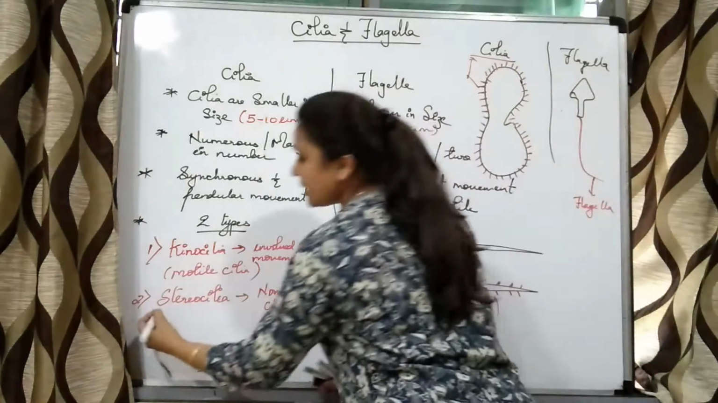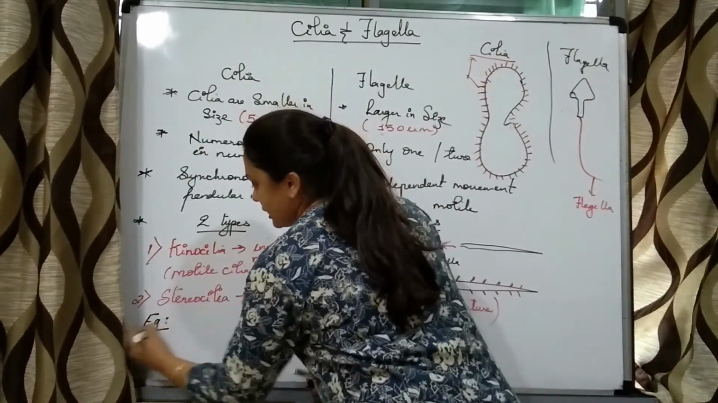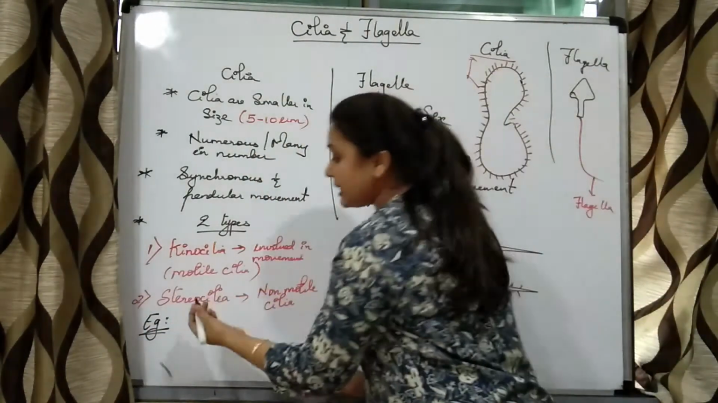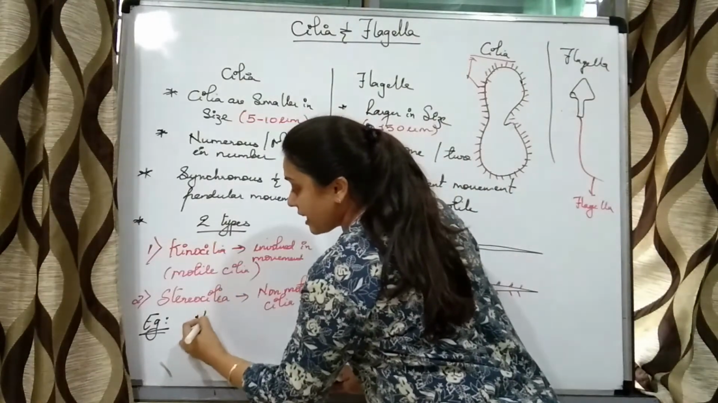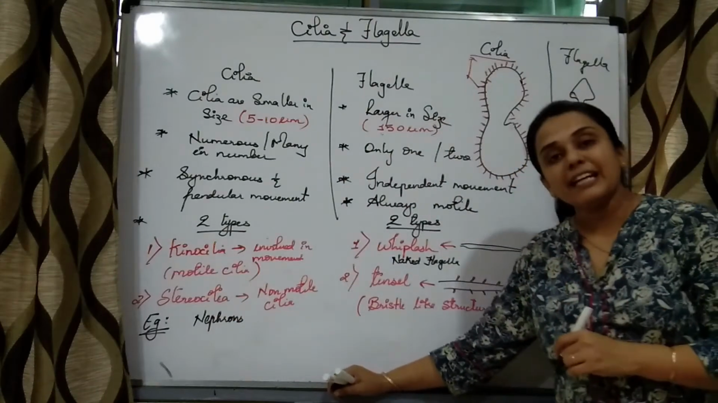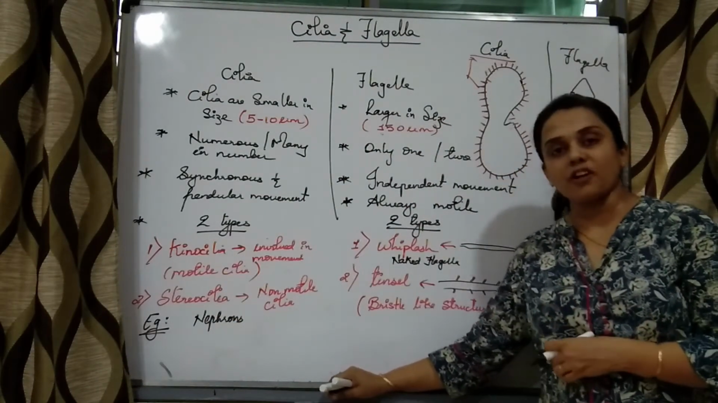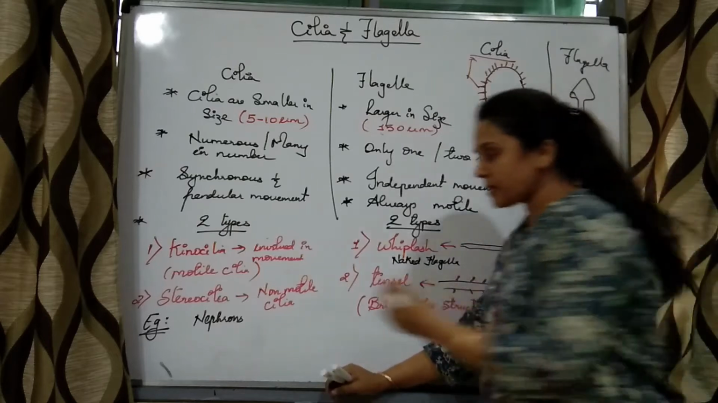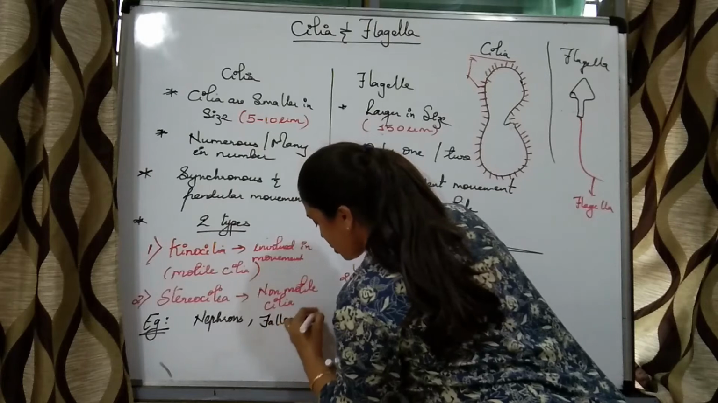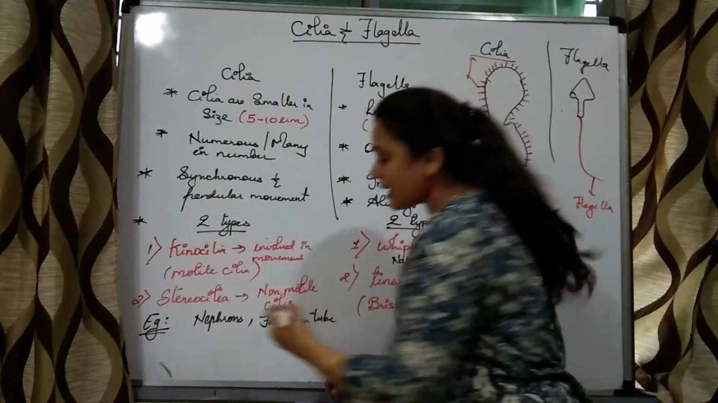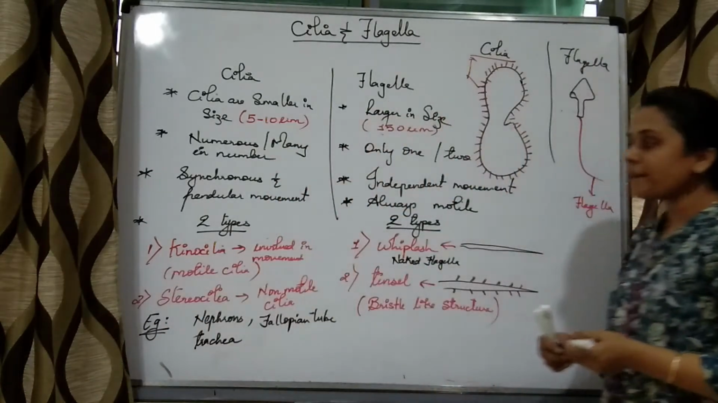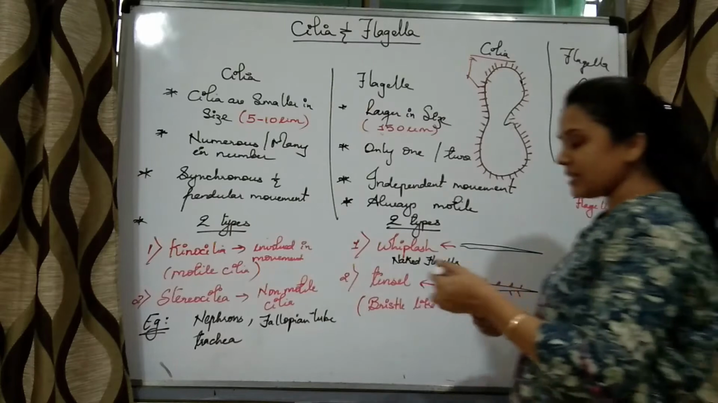Examples where cilia are present: cilia will be present in the nephrons. Nephrons are part of the kidney, the structural and functional unit of the kidney. Nephrons possess cilia. The fallopian tube possesses cilia. The trachea possesses cilia. These are examples where cilia are present.